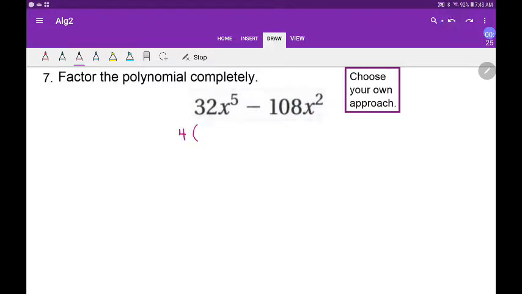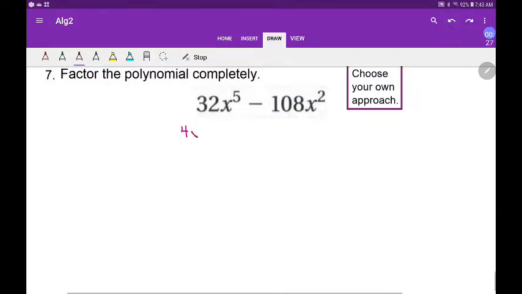Oops, I said I was going to take out an x squared, and then I didn't. X squared. So that leaves behind an 8x to the third minus, what is that, 27? Oh, okay, so this is digging deep now.